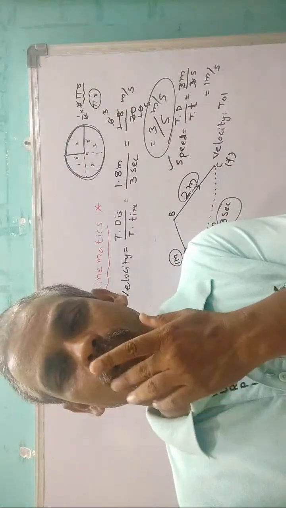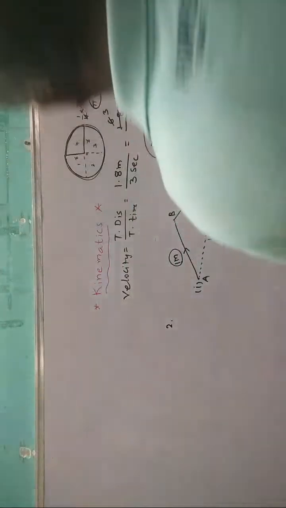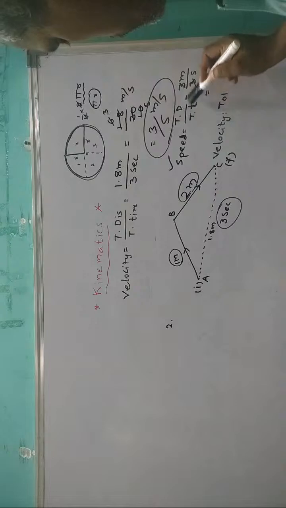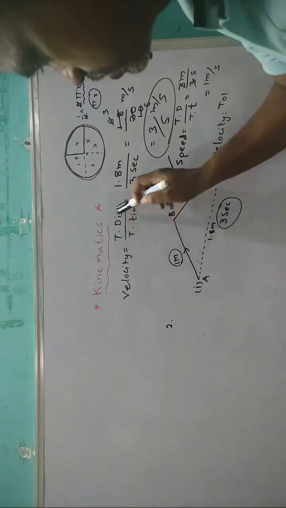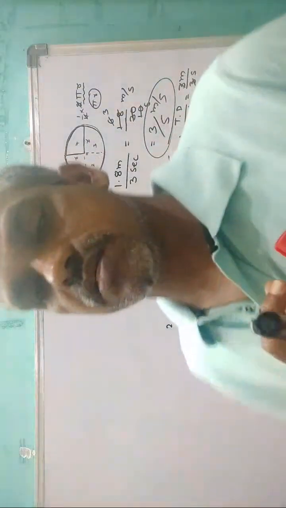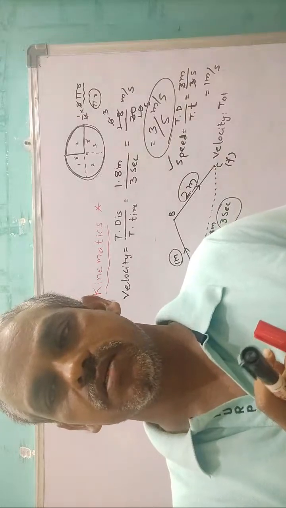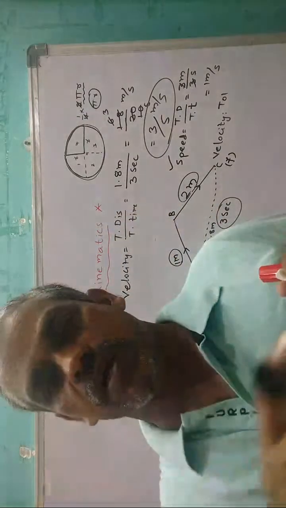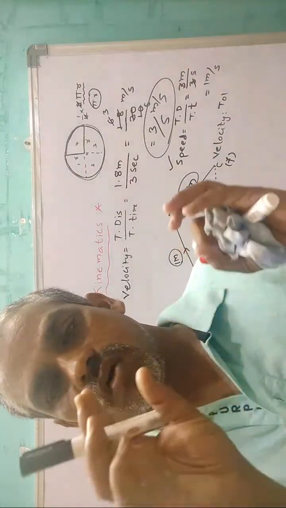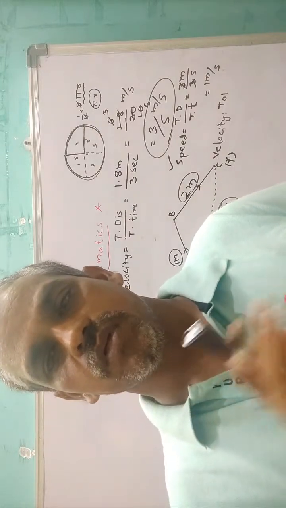Okay. So how did we calculate here? For speed, we calculate total distance by total time. Here for velocity it is total displacement by total time. So a little bit of change is there. For distance, the total traveled path you have to take. For displacement, only the shortest path you have to take. So one more question I will give, just calculate fast.